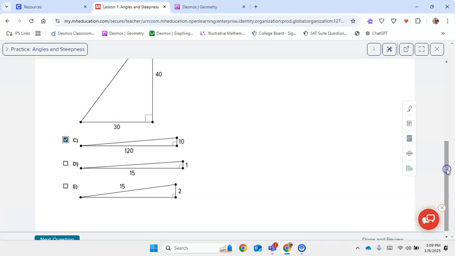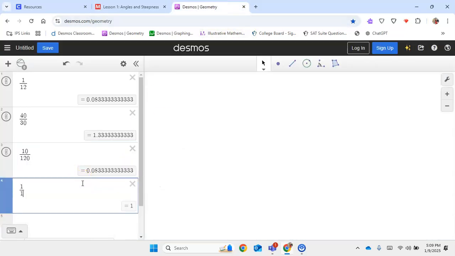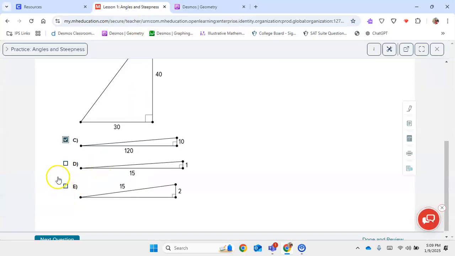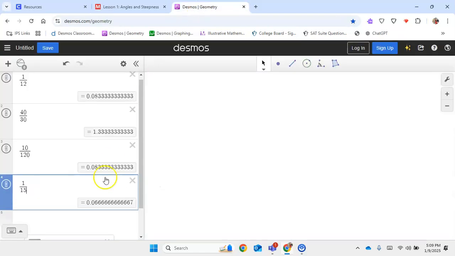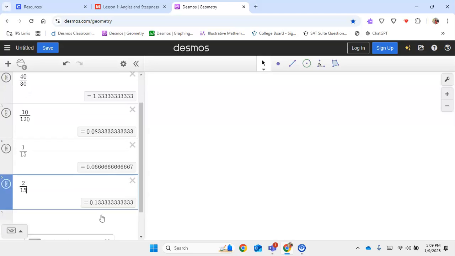1 divided by 15 is smaller than 1/12. So that would work. 1 divided by 15 is 0.06 repeating, which is smaller than 0.083 repeating. That would work. And finally, 2 divided by 15 is much larger than 1/12, which is 0.13 repeating, and it needs to be 0.083 or less.